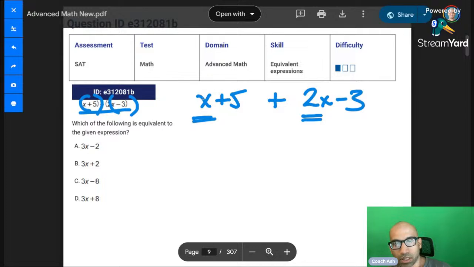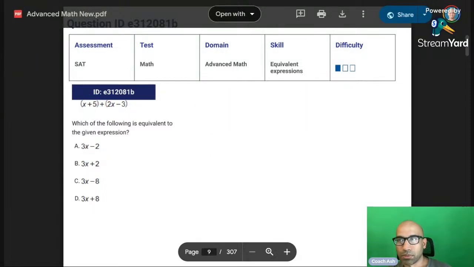Okay, and let's add it. x plus 2x is 3x. And 5 minus 3 is 2. There you go. That's the answer, right? So B is the correct answer. Now let's try one more problem of this type. Let's see if you can try it.